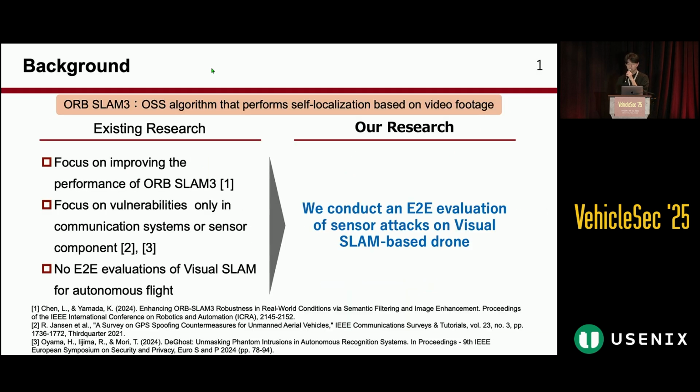ORB SLAM3 is an open-source algorithm that performs self-localization based on video footage. While ORB SLAM3 is widely used for drone localization, its security vulnerabilities are largely unexplored. Previous work has focused on improving its performance, not assessing its security. Similarly, most drone vulnerability studies target only communication systems, overlooking sensor-based attacks.